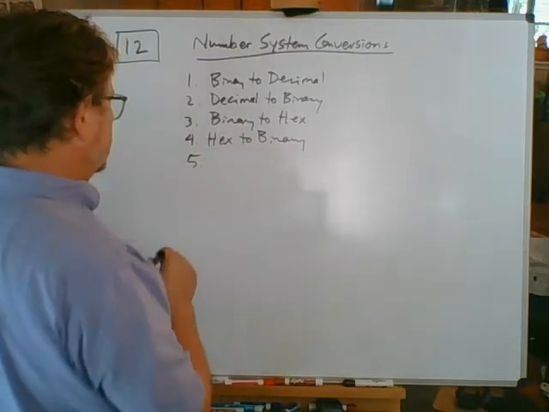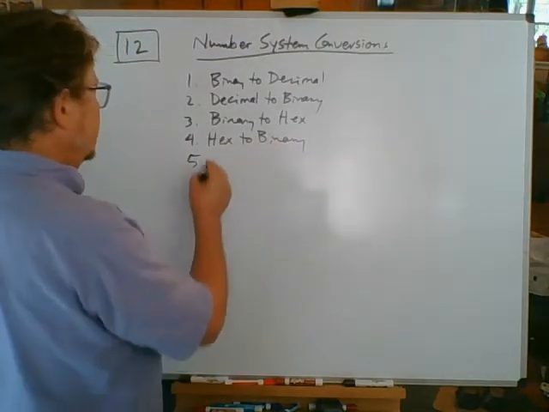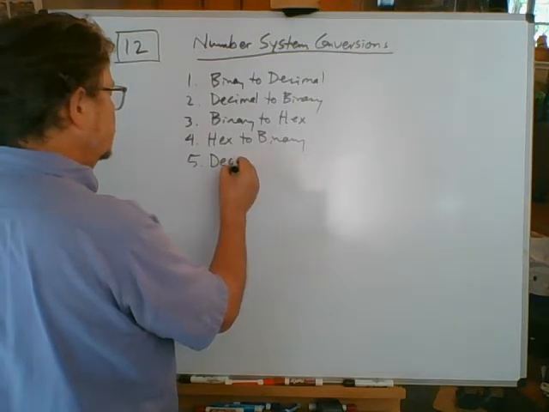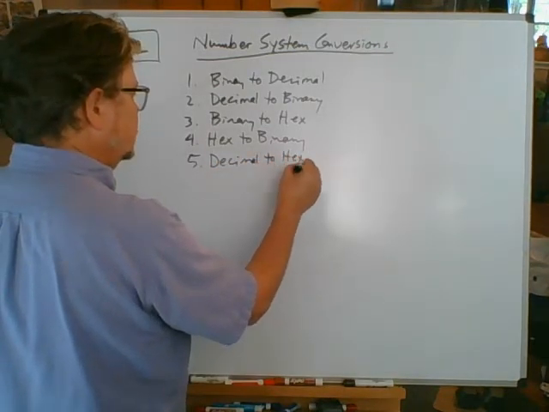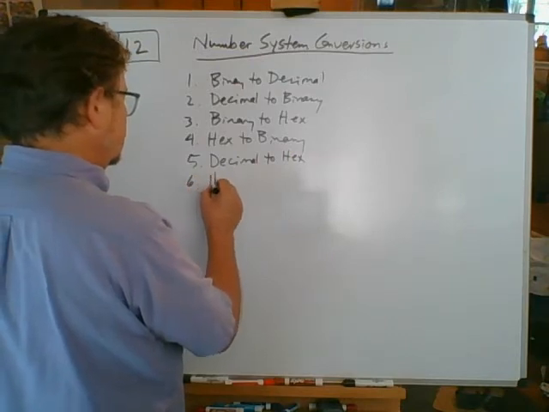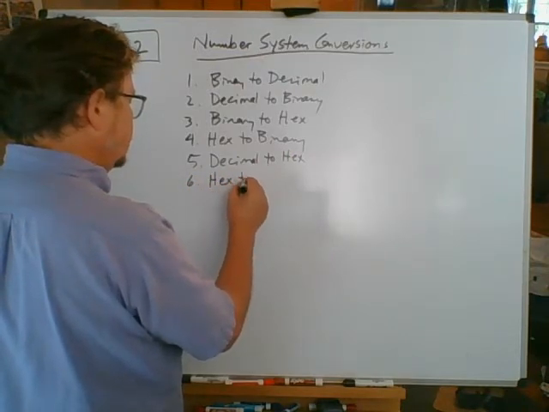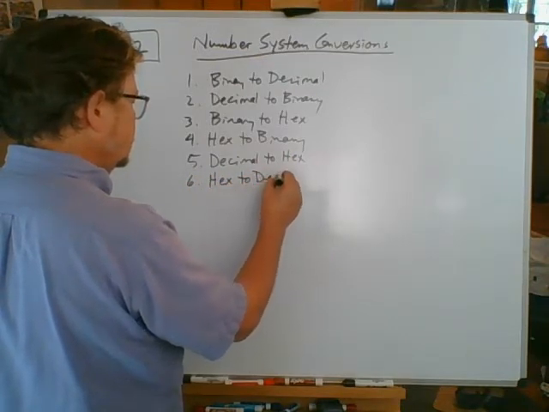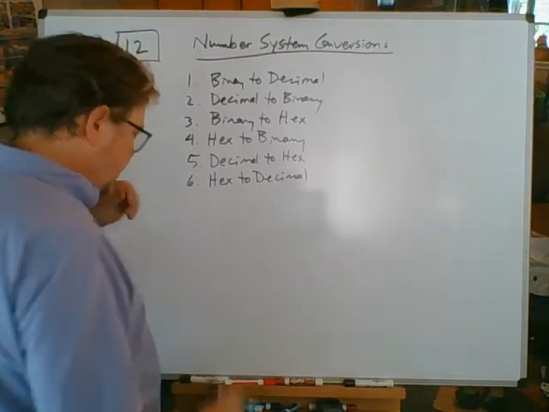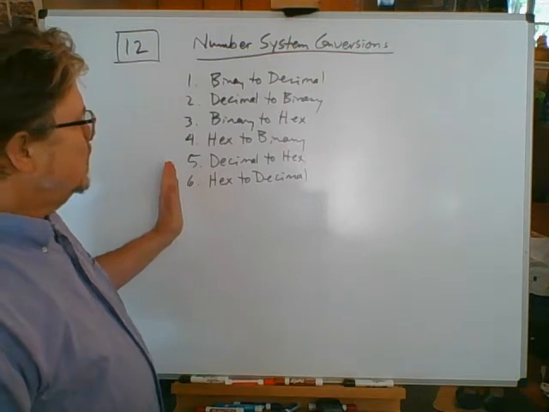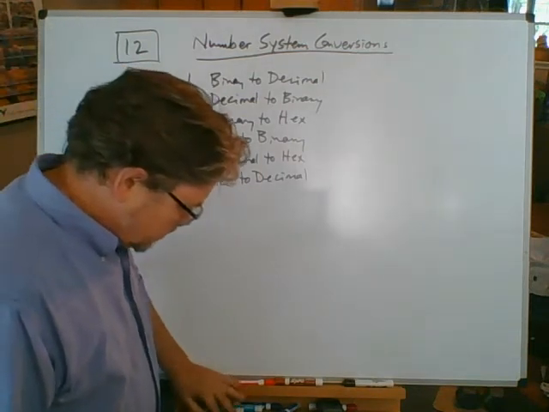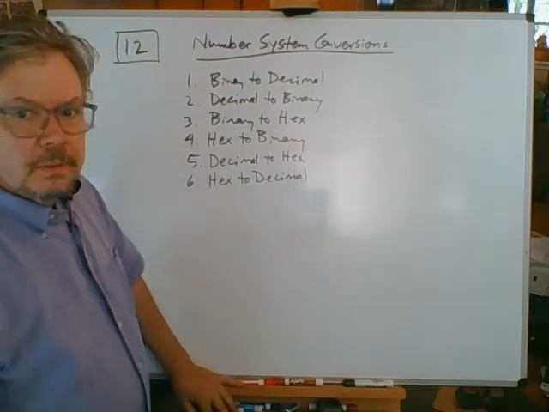Wow, there's a bunch of them. Five, decimal to hex. And six, hex to decimal. All possible back and forths. Start with the number in one number system, go to the number in the other number system. Oh dear, this is going to take us all weekend.